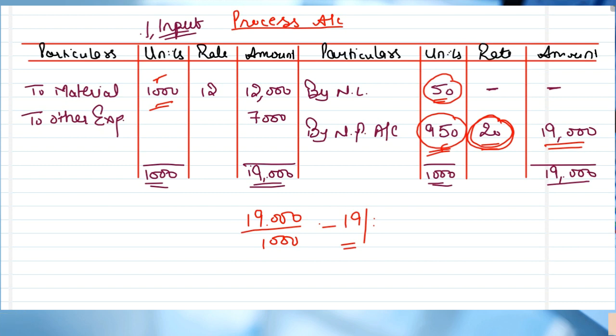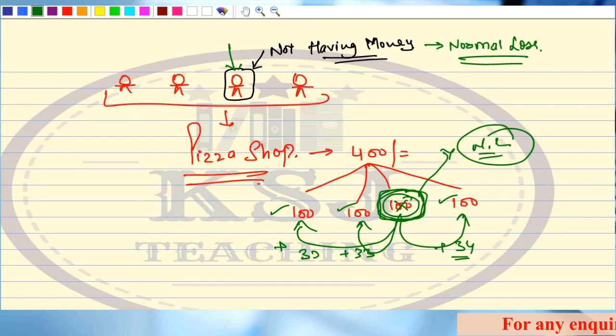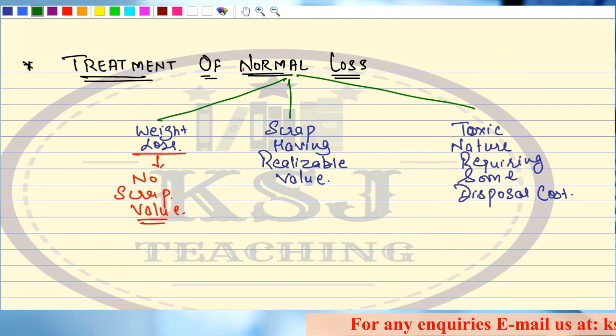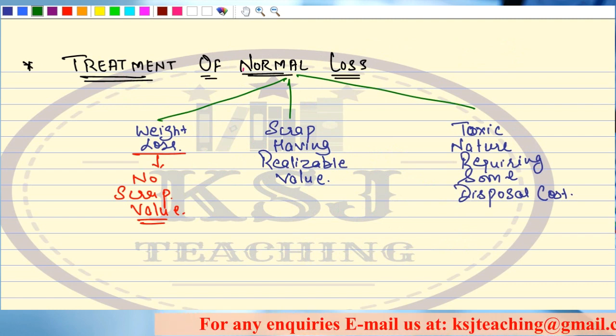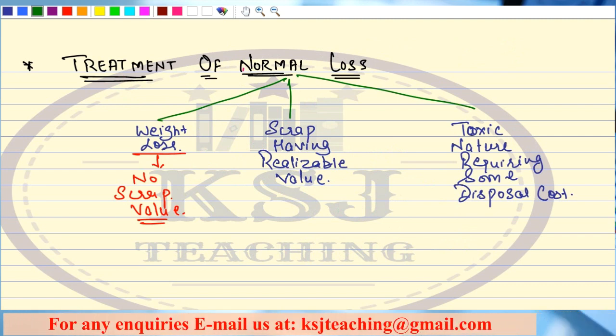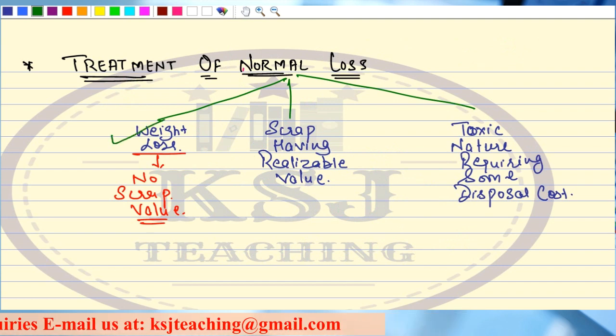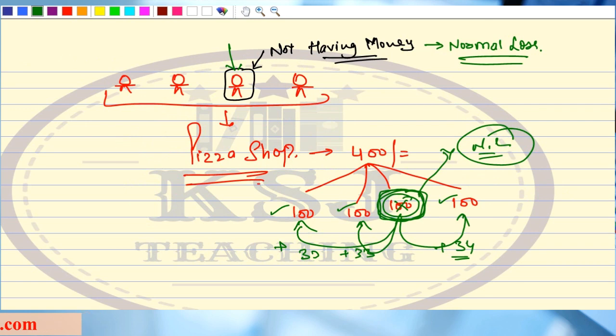So the first case is clear, that normal loss is in the form of weight loss. Now the second one is scrap having the realizable value. So we are done with this. Now we are moving on to the scrap having the realizable value. Now what will happen in this case, sir? Listen to it very carefully.